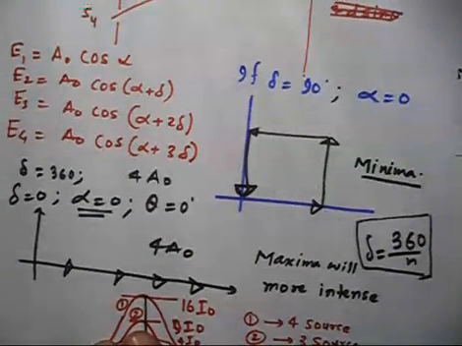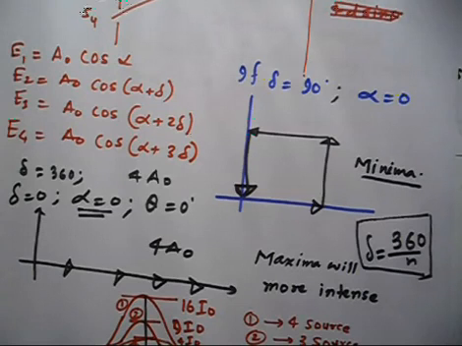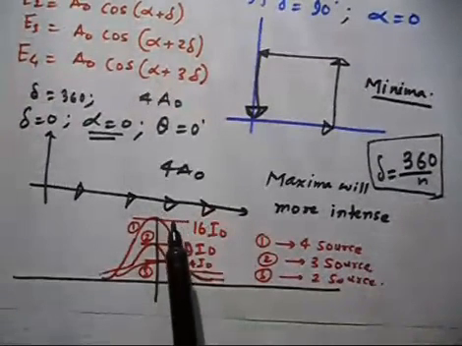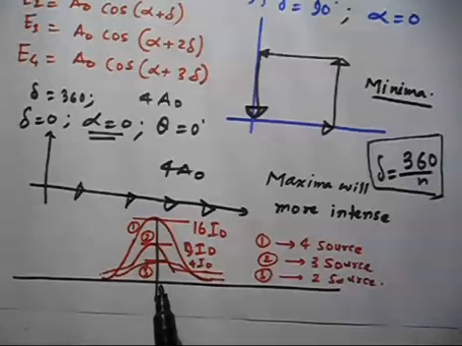Now if you have two sources, intensity will be 4I naught, because resultant amplitude will be 2A naught. If you have 3 sources, resultant amplitude will be 3A naught, intensity will be 9I naught. If you have 4 sources, resultant amplitude will be 4A naught and intensity will be 16I naught. So if I plot this graph, you will get the maximum intensity when theta equals 0 degree or delta is equal to 0.